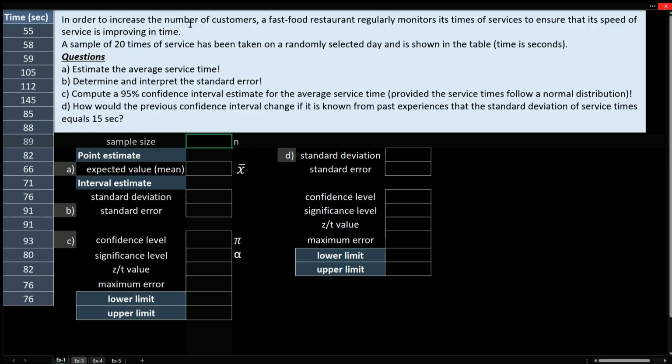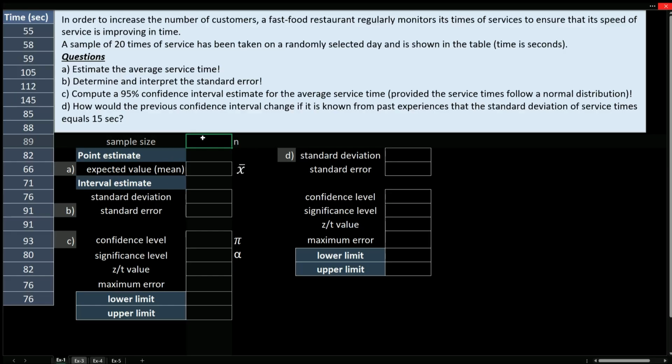In order to increase the number of customers, a fast food restaurant regularly monitors its times of service to ensure that its speed of service is improving in time. A sample of 20 times of service has been taken on a randomly selected day and is shown in this table. In part A, we want to estimate the average service time. It means that we want to give the point estimate, but the point estimate for the average of the population is going to be the average for the sample.